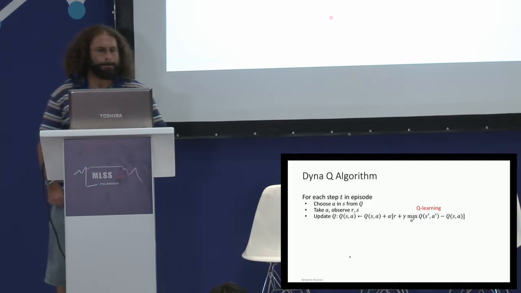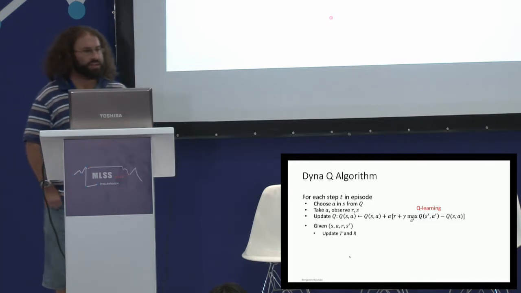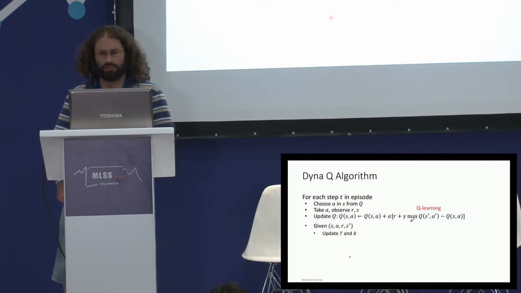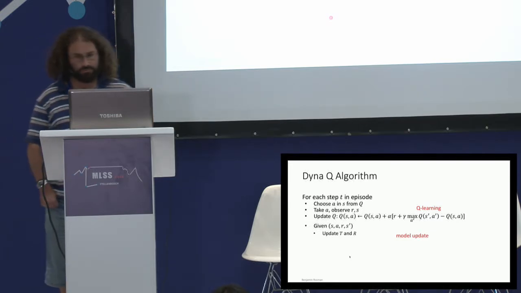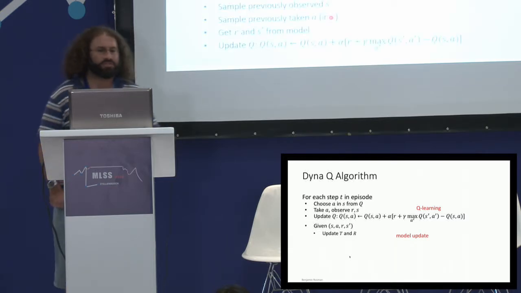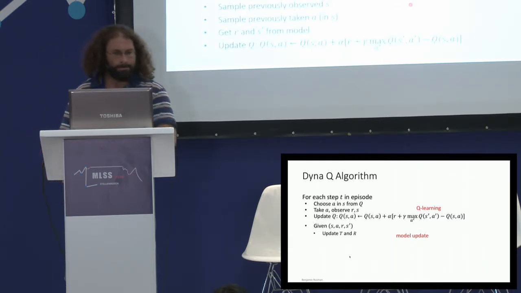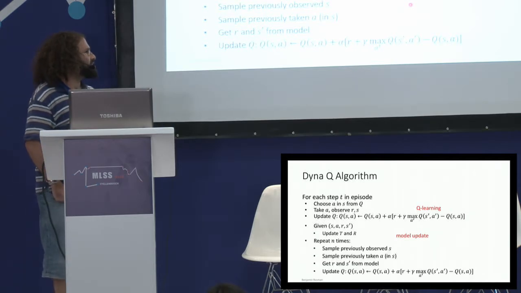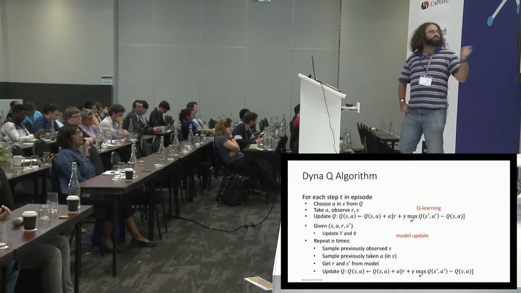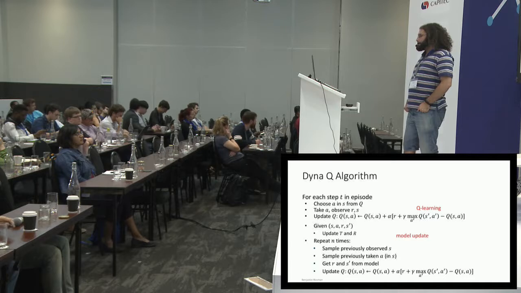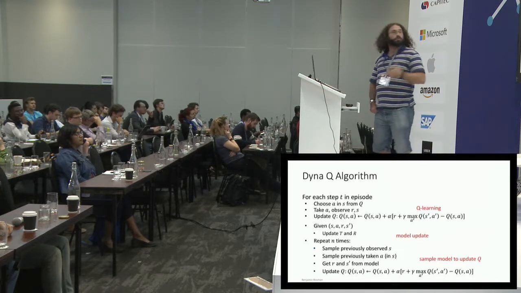Now, having done that, you take the sample as well and update your model, your transition and reward function. That's your model update, and you do that in the way that I described on the previous slide. So we shift the estimate of reward for that state and action to what we've just received, and do the same for S prime, the successor state. Then, for some number of iterations, you sample a state, choose an action, and from your model get a prediction of the next state and reward, and use that to update your Q function.